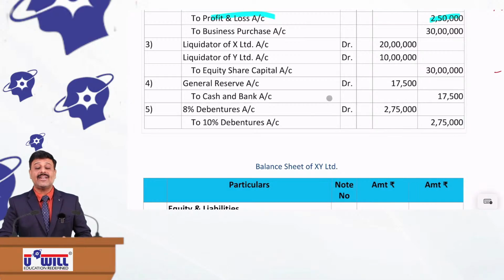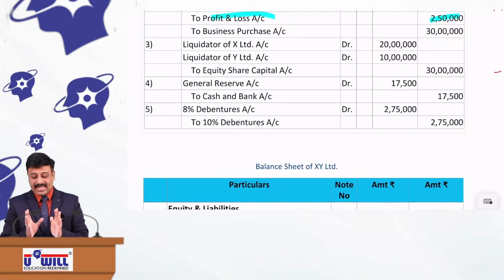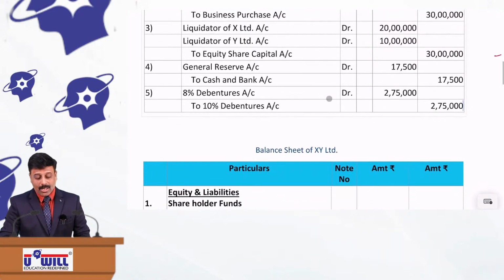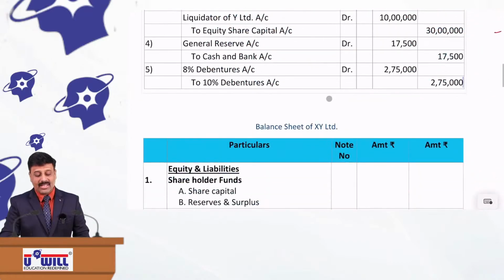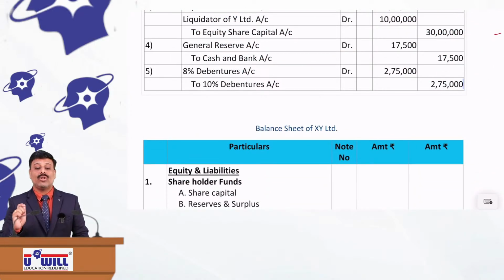And then the last entry we studied was for other preliminary expenses, etc., which we don't have in this question. So basically these entries are only to be passed. I hope everyone is clear with this. Total 5 entries are there in the books, 3 are compulsory, and the 4th and 5th entries are there depending on the information given in the question.